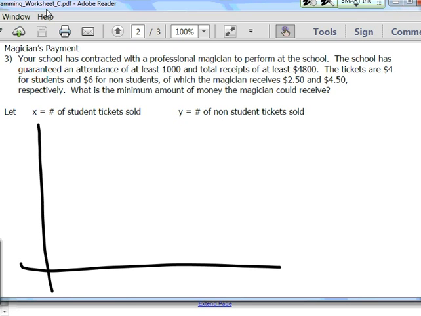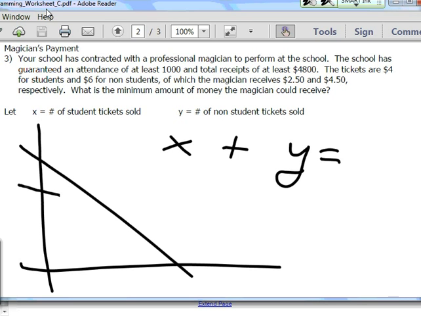Well, we got to get some equations first. So on this page that says magician's payment, let's get our equations written. We got some x and we got some y. You don't want to use graph paper, you want to use regular paper. Just sketch it like this, and when your lines are done, it'll look like this, and we'll find later where these cross. Okay?